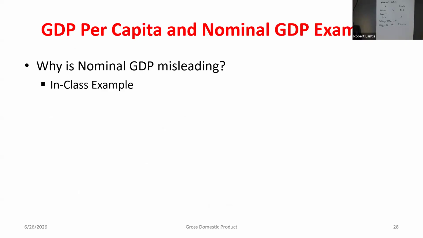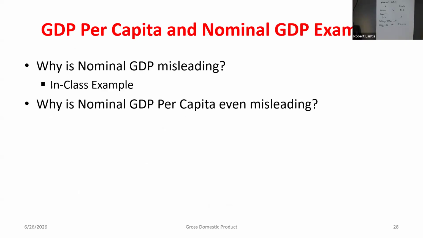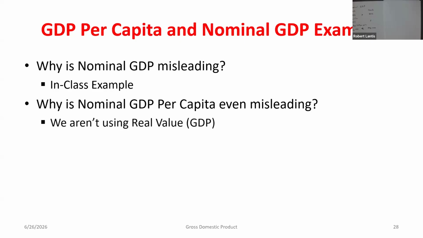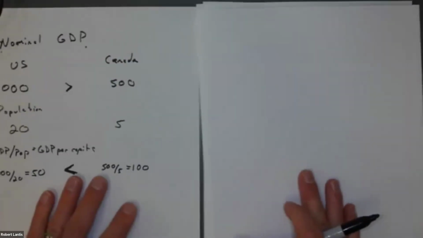so I went through this example, why nominal GDP is misleading. We need to divide that or account for population. But why is nominal GDP per capita still not really a good measure to compare across countries how well their economy is doing? Well, nominal GDP per capita only controls for population. It hasn't controlled for prices. So what do we actually want to do? We want to use real GDP, right? So we want to use real GDP per capita. So why is this the case and how could this change our conclusions, right?